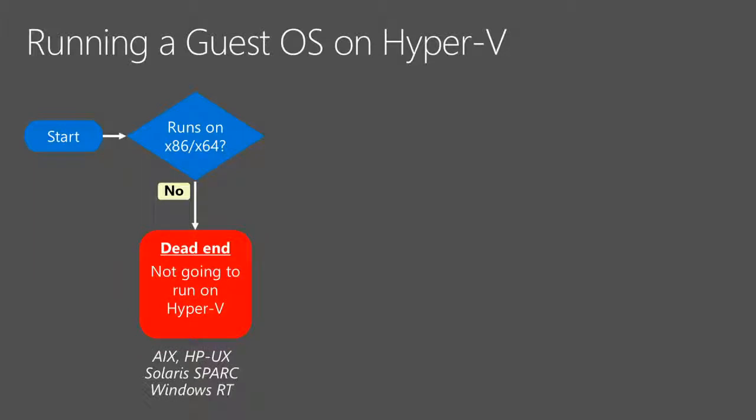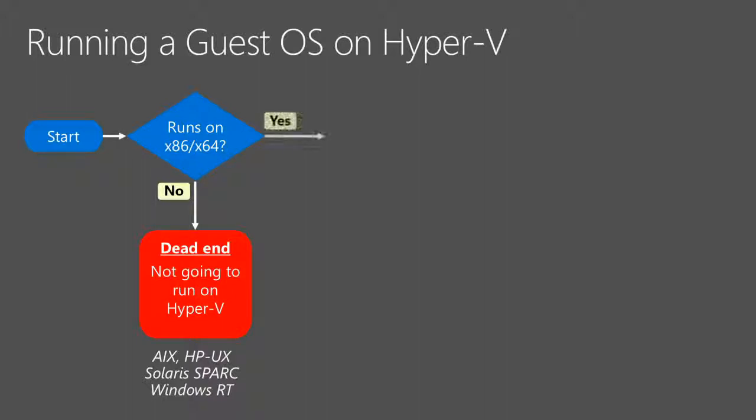So the fundamental question is, is that operating system built for x86, x64? If it's not, it's not going to run on Hyper-V. It's not going to run on the competitive hypervisors either. VMware is also an x86, x64 hypervisor. So this is not some competitive disadvantage that Microsoft has. That's just the fundamentals of the chipset architecture.